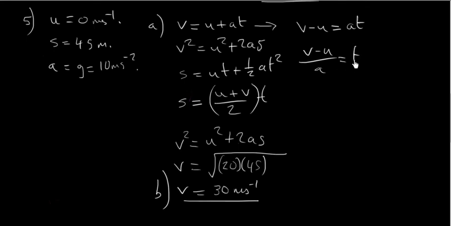T. It's a very ugly T. That's more beautiful. So then it would be the 30 that we just calculated minus the 0, divided by A, which is 10, equal to our time. So that's 30 divided by 10, which is 3 seconds to hit the ground.